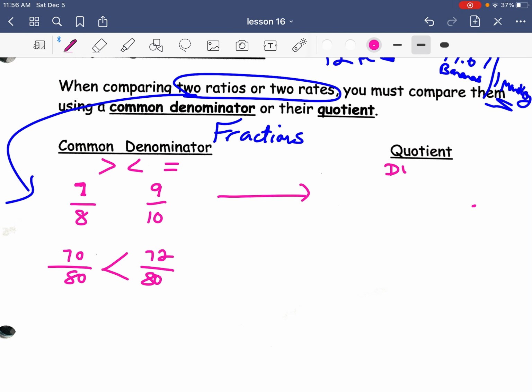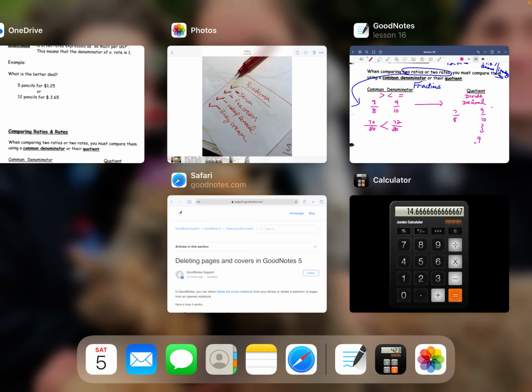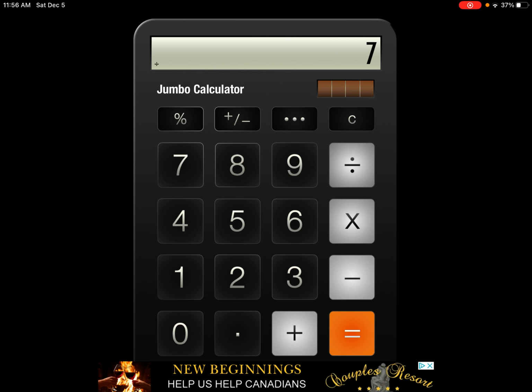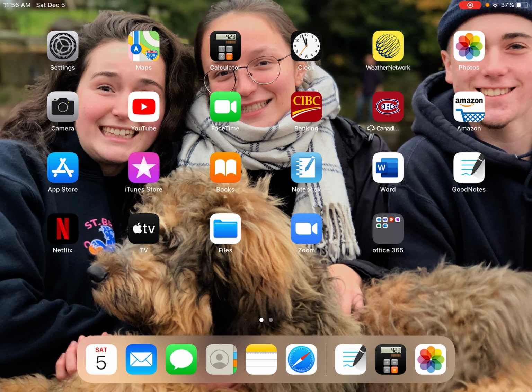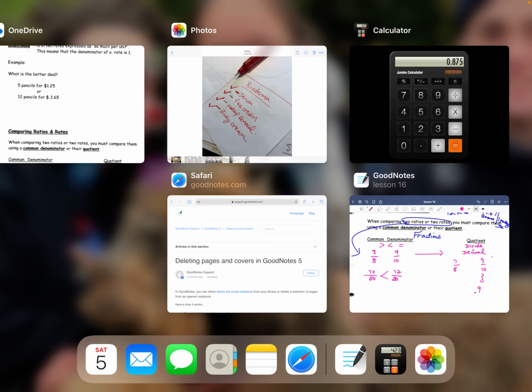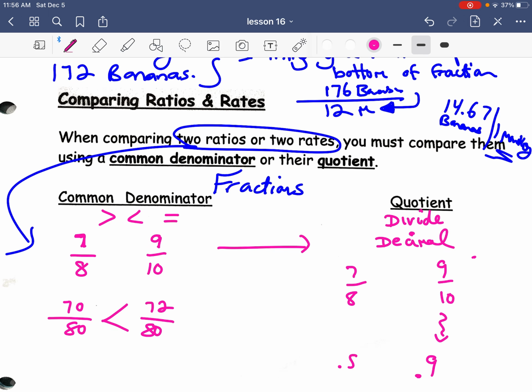Quotient just means divide them. Decimal. Now if I'm using the same numbers again, I'm going to obviously have to use my calculator. But for this one, no, right? 9 over 10 is a decimal 0.9. My 7 over 8, I definitely have to use my calculator. 7 divided by 8, what does that give me? Round to 2 places there, 0.88. So this one I get 0.88.